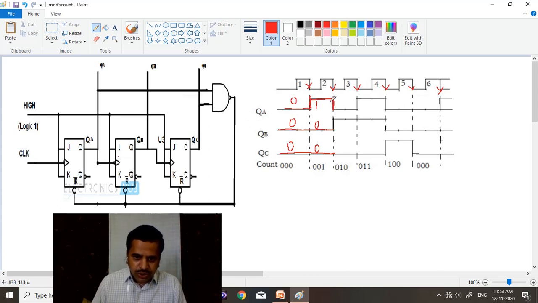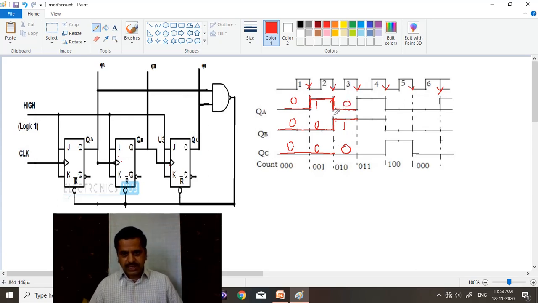When the first flip-flop goes from 1 to 0, it acts as a clock to the second flip-flop, so the second flip-flop changes state from 0 to 1. When it goes from 1 to 0, the third flip-flop does not feel it as a clock, so it remains the same, that is 0. At the end of the second clock pulse, the counter output becomes 0, 1, 0.